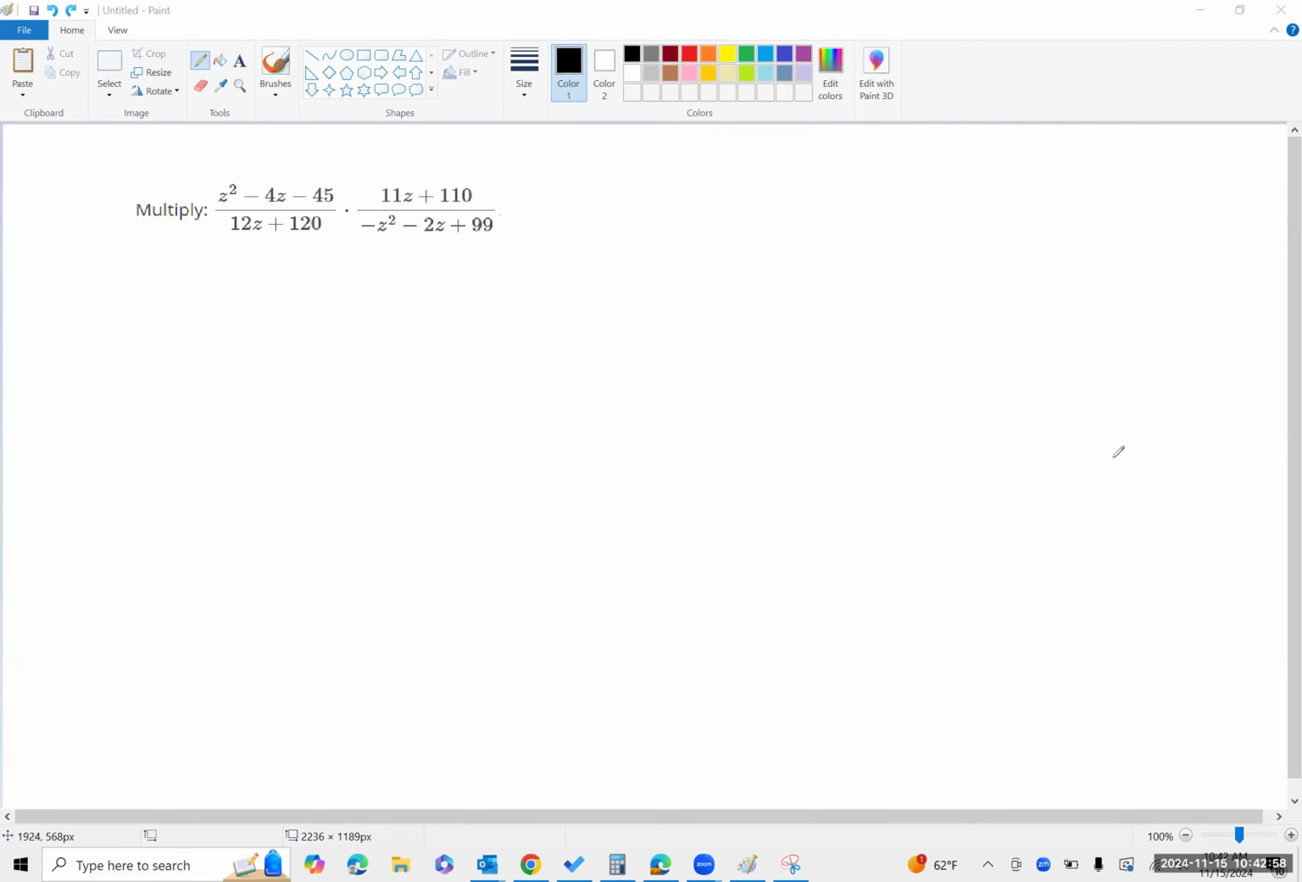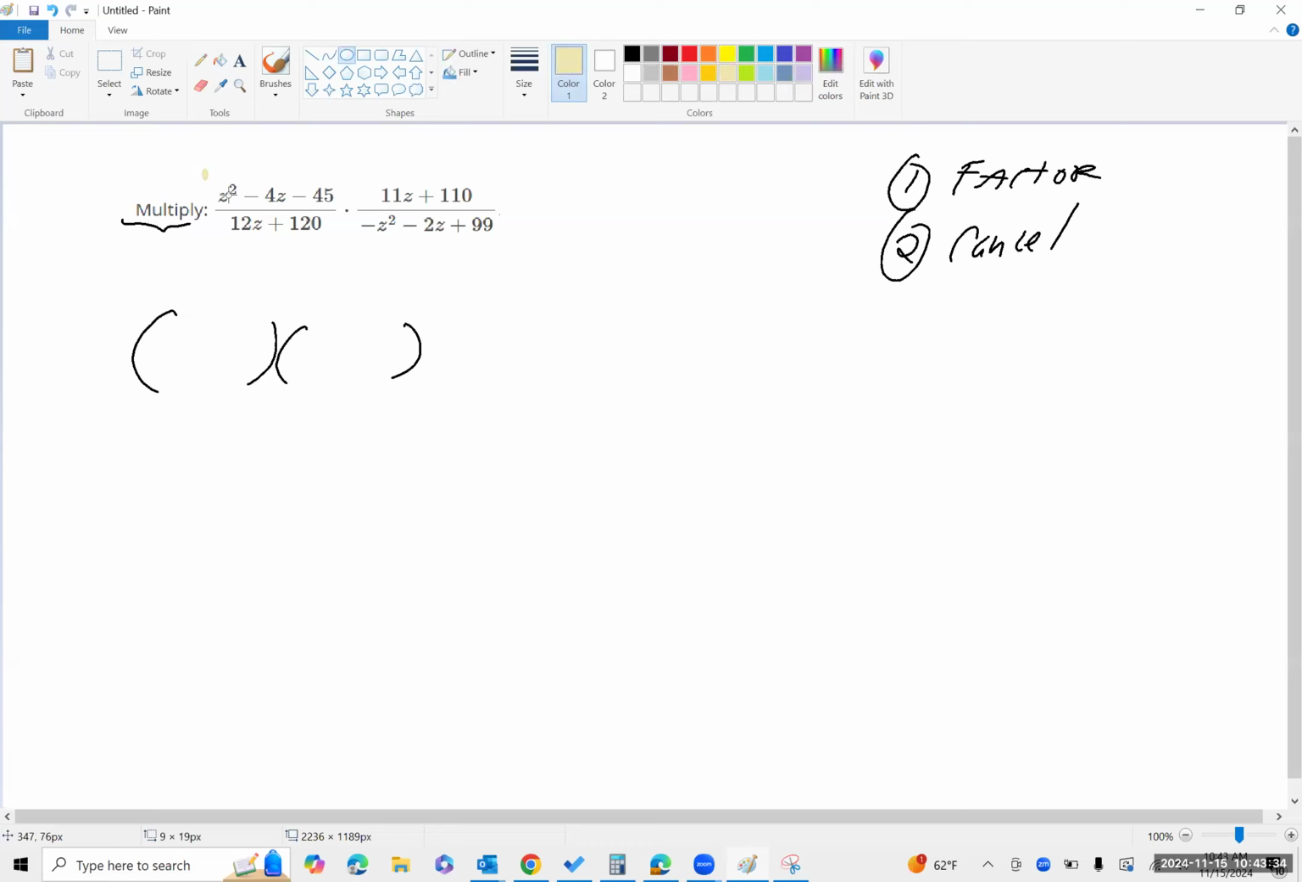All right, we're being asked to multiply these two rational expressions. What that basically means is that you have to first factor and then cancel. Sometimes the word multiply is code for this, especially when you're dealing with rationals. So for the factor part, I have to take this expression here and factor it.